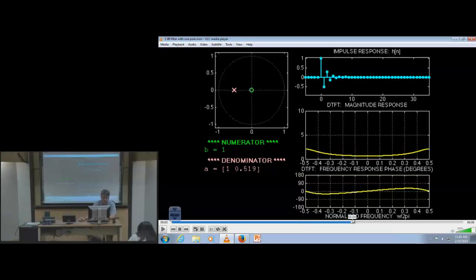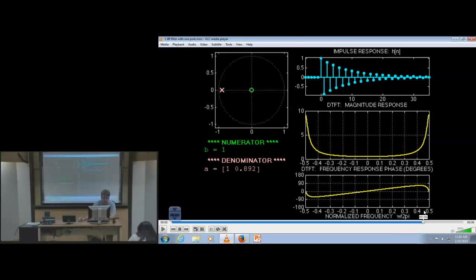Now as I move closer to minus pi in frequency, which is over here, z equals minus 1, then I get more and more magnitude at pi and minus pi. And I get a high-pass filter. Right, so that's one pole moving around.